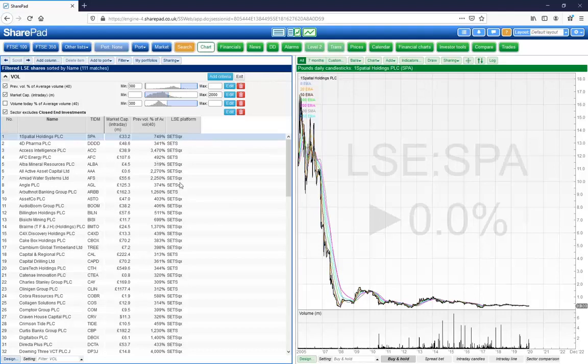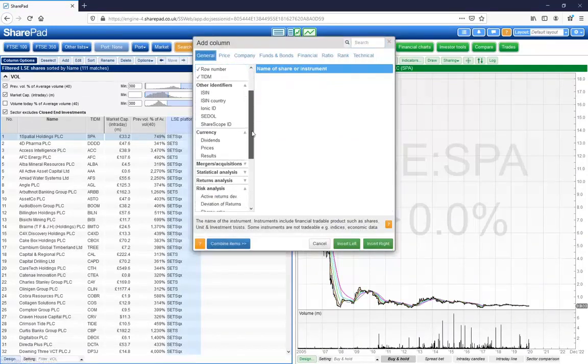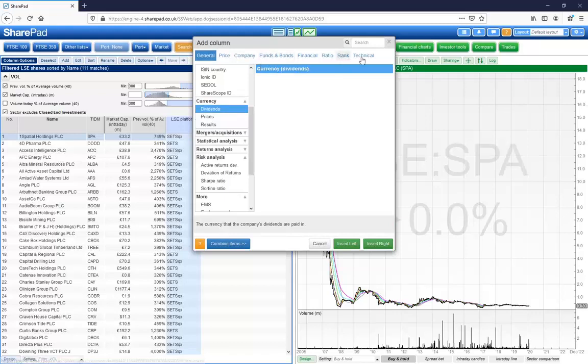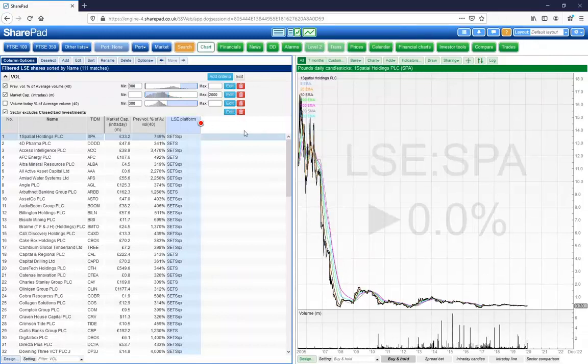It tells you what platform it's on, and you can do that by adding a column. So there's various things that you can add. So for example, if we were interested in dividends, if you're an income investor, you probably wouldn't be searching for volume, but for example if you wanted to do that, you could click dividends and then add it. Technical ones as well, which is how I've built this filter, and you can add whatever you want. I've got market cap because it's useful to see, the average volume, and the trading platform, whether I can either put my trades direct on the market or if I would have to go through a market maker to do that. And so I'd start at Spatial Holdings.